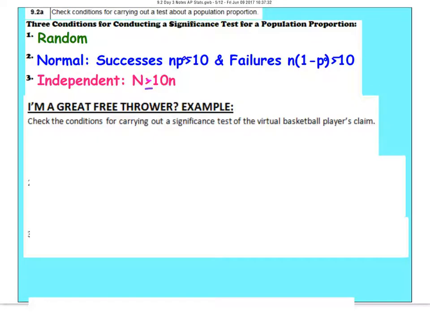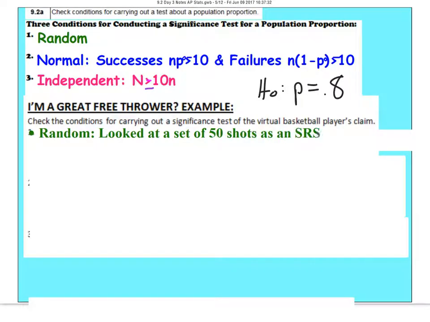So let's go back to the basketball player claim problem. Remember, in this case, our hypothesis for the null case was the true population proportion is equal to 80%. Let's first check the randomness part. It was pretty straightforward in that we looked at a set of 50 shots as an SRS, a simple random sample. To check for normalcy, let's use the appropriate rules up here.